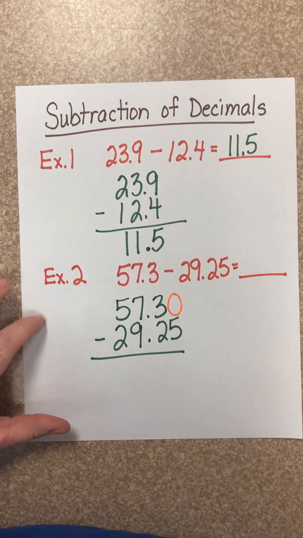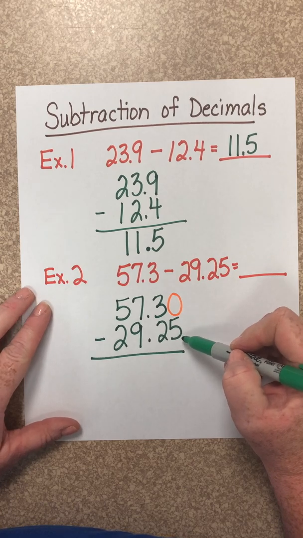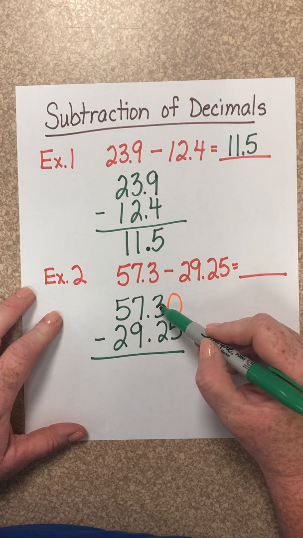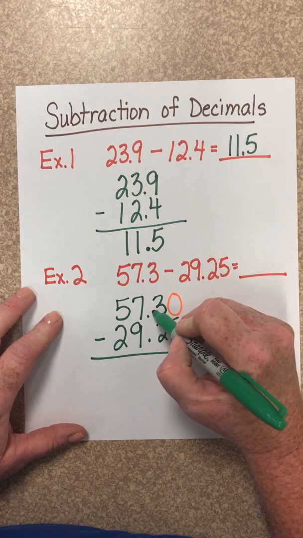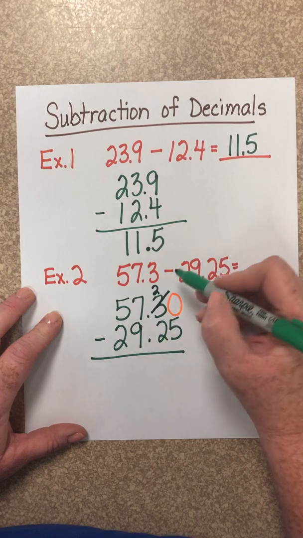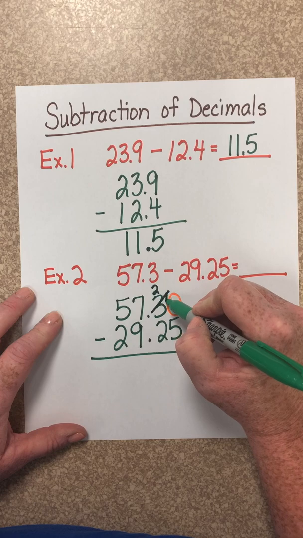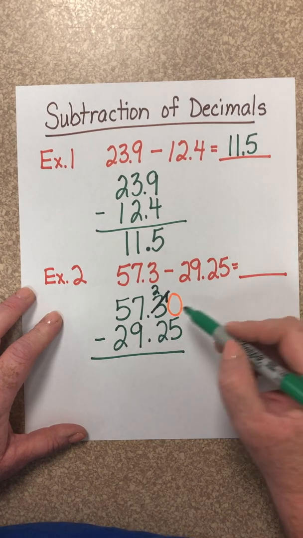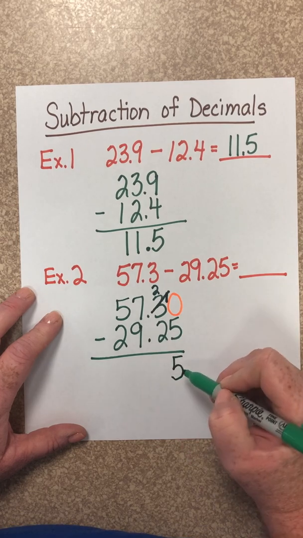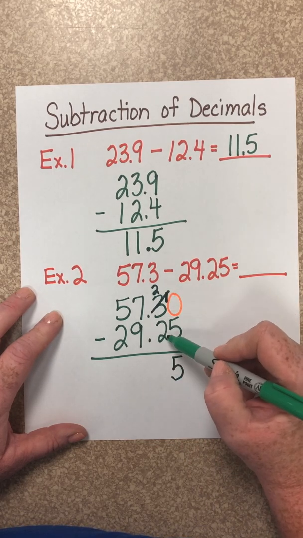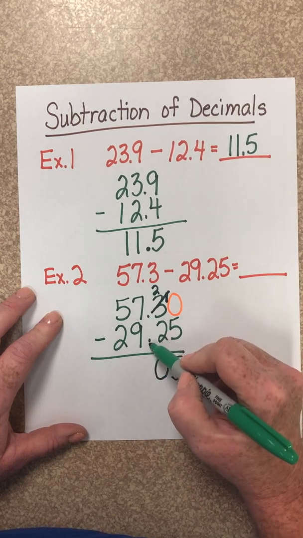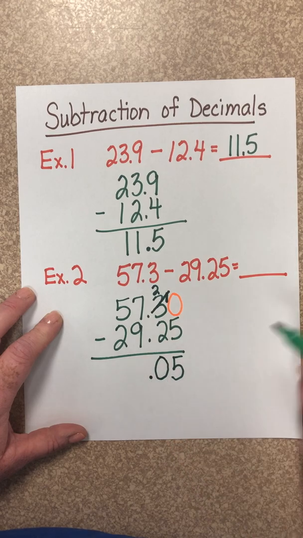Let's begin. 0 minus 5. Well, we can't do that. So we have to go to the next column and borrow from the 3, make it a 2, and we're carrying a group of 10 to this column, the hundredths column. 10 minus 5 is 5. 2 minus 2 is 0. Now I bring my decimal point straight down, making sure to line everything up nicely.